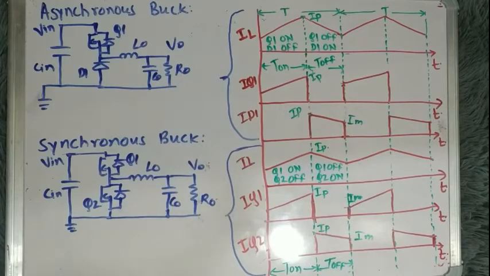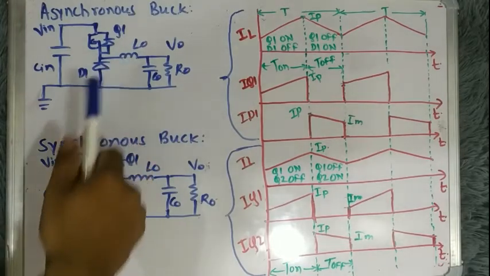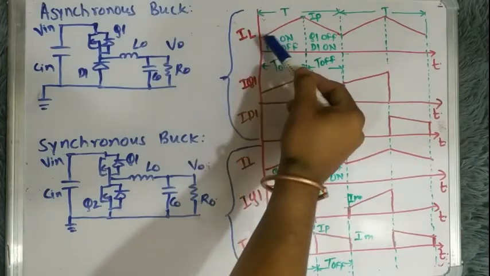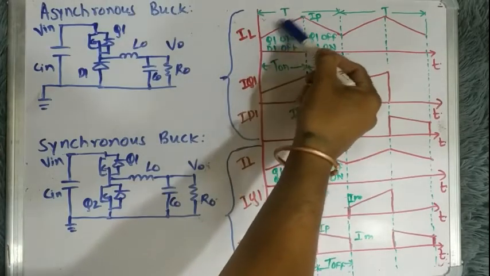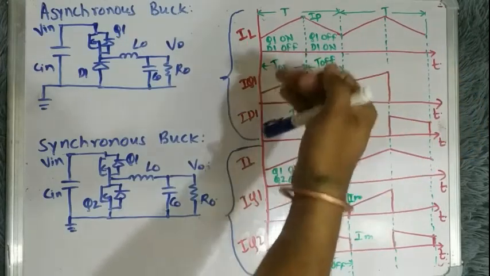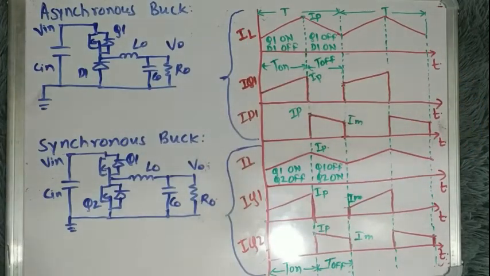We will consider first the operation of the asynchronous buck converter in CCM mode. We know the continuous conduction mode, the CCM, means that the output inductor current of LO never reaches zero. I have shown the output inductor current here, and you can see it is always positive. This is the time axis. It never goes below the zero value.